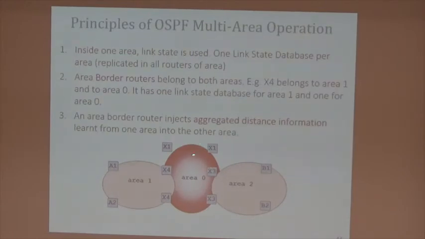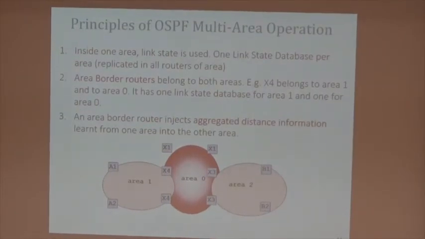Inside an area, area 0, area 1, area 2, we do exactly what we've seen so far. So we use link state inside an area. Now, to go beyond, we don't do exactly link state, or rather a variant of link state. First, how do we go beyond? Well, by having routers that are called area border routers that belong to multiple areas. Here, X4 belongs to area 0 and area 1. This is how the two areas will be able to be connected.